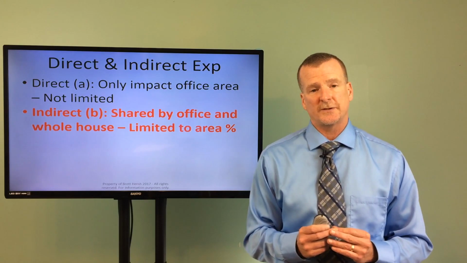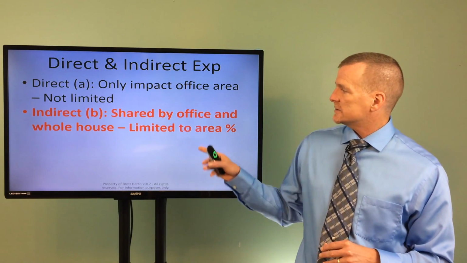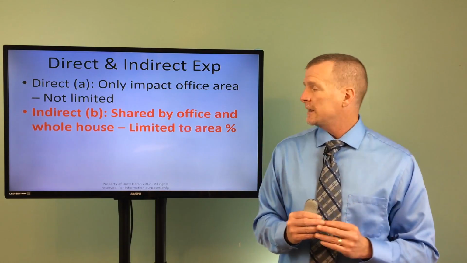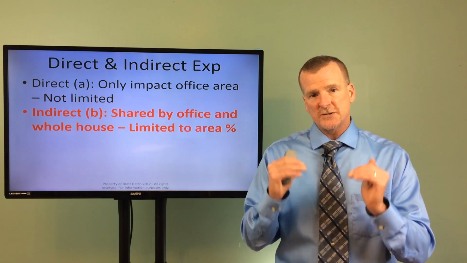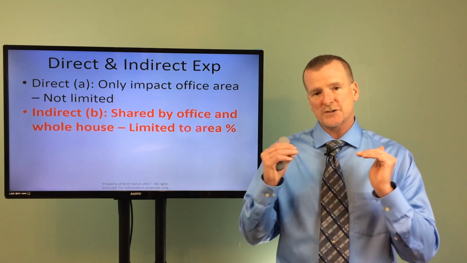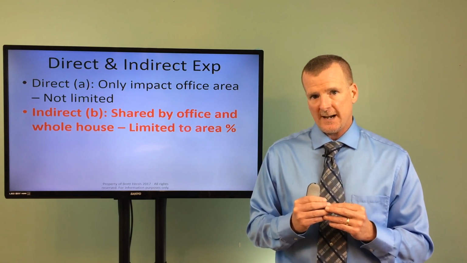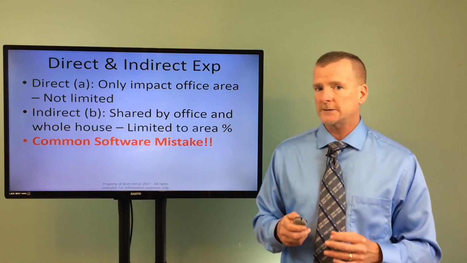Now, indirect expenses, on the other hand, that's column B, the one beside column A. These are expenses that are shared by the office and the entire house. These are the expenses that are limited to the area percentage of your home office, and that's the percentage of the total square footage your home office is relative to your house that we discussed in the last section. That's why we went through that calculation to show you how that worked.